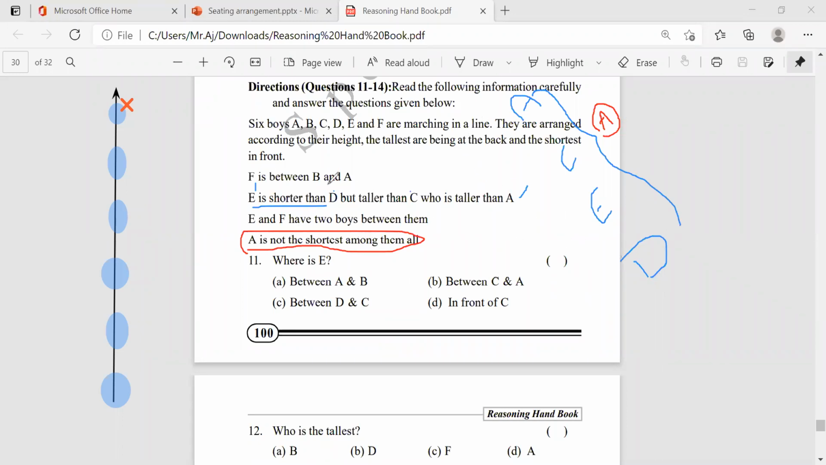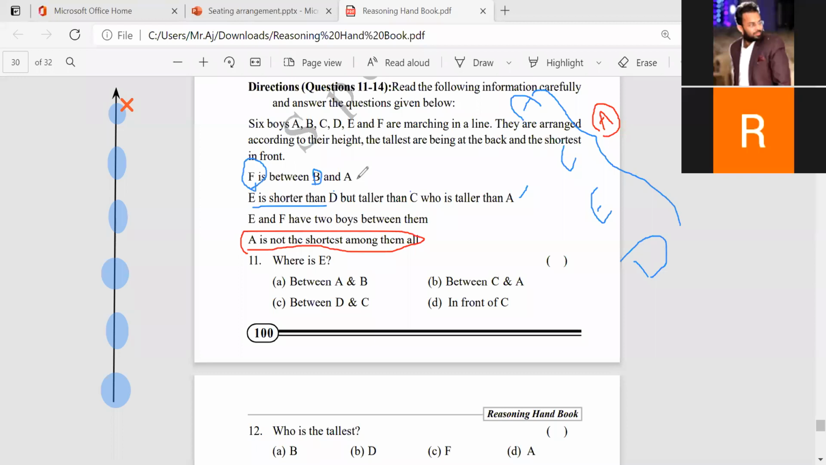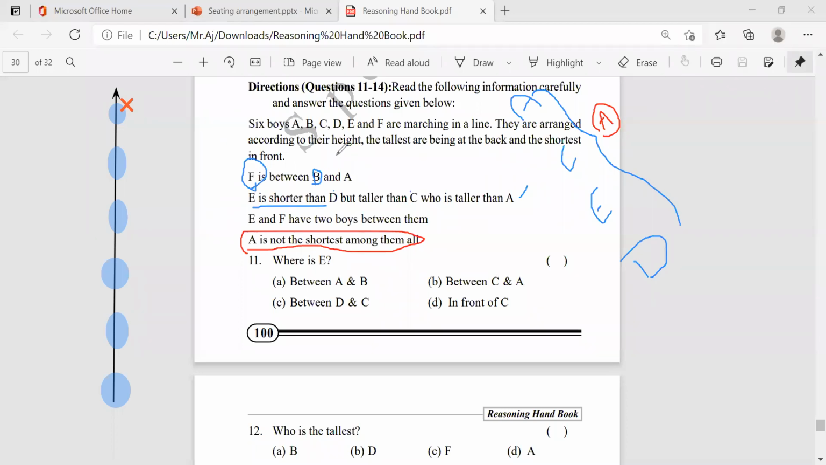Okay, come to this. And F is between B and A, they said. Suppose A cannot be here, A cannot be here. So A cannot be here, it means B. See here, B is not the shortest among all, means B or F also will be shorter than A, right? Is it clear? For the two positions, these two persons, B and F will be shorter than A. That means here B or F will be there, or F or B will be there. So anyhow, we know the 6 positions now.